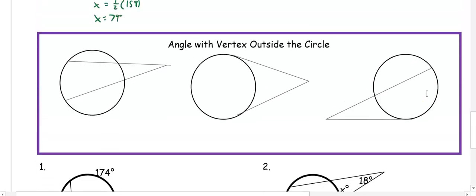The last type of angle is when the vertex is outside the circle. So these are 3 examples of what this could look like. So each time, our angle is going to be outside the circle, and it is intercepting 2 arcs. So there's always a smaller arc that is closer to the angle and a further arc that is farther away from the angle.